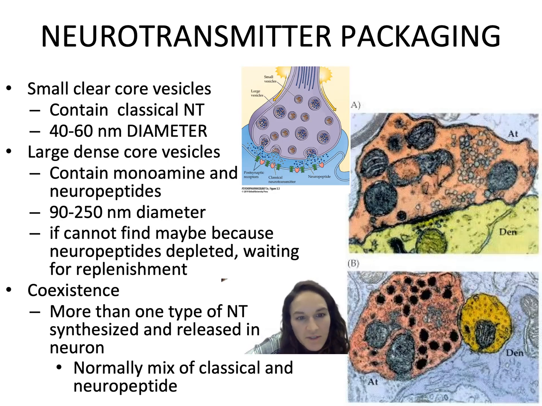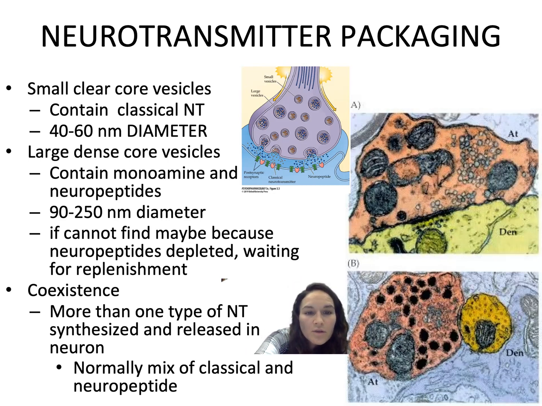Then there's large dense core vesicles. You might notice more so down at the bottom, those are those large black looking balls. The large dense core vesicles are going to contain monoamine neurotransmitters as well as neuropeptides, and they're of a larger diameter. Oftentimes you may not be able to find these large dense core vesicles in certain axon terminals. It may be just because they're being replenished as the cell released a bunch of neuropeptide.